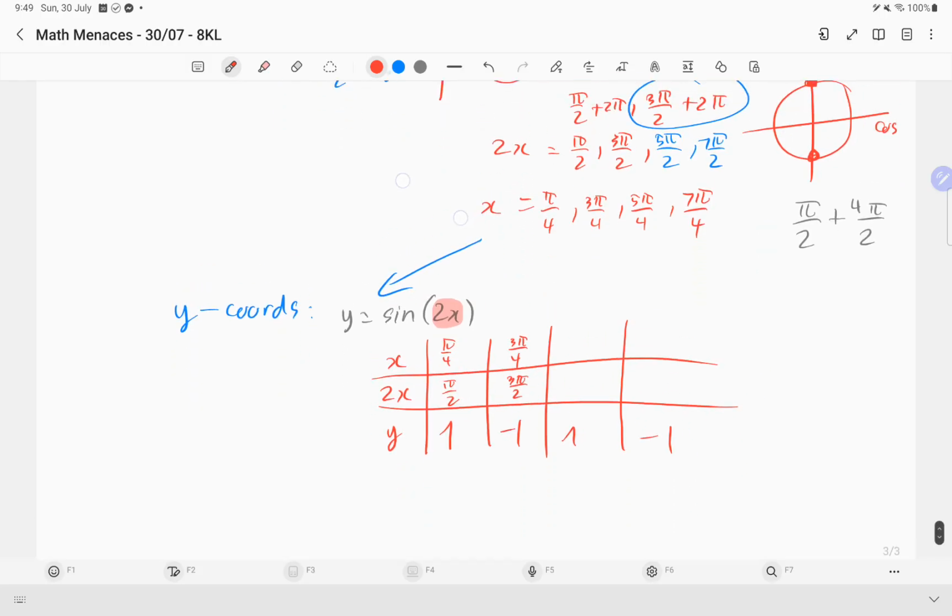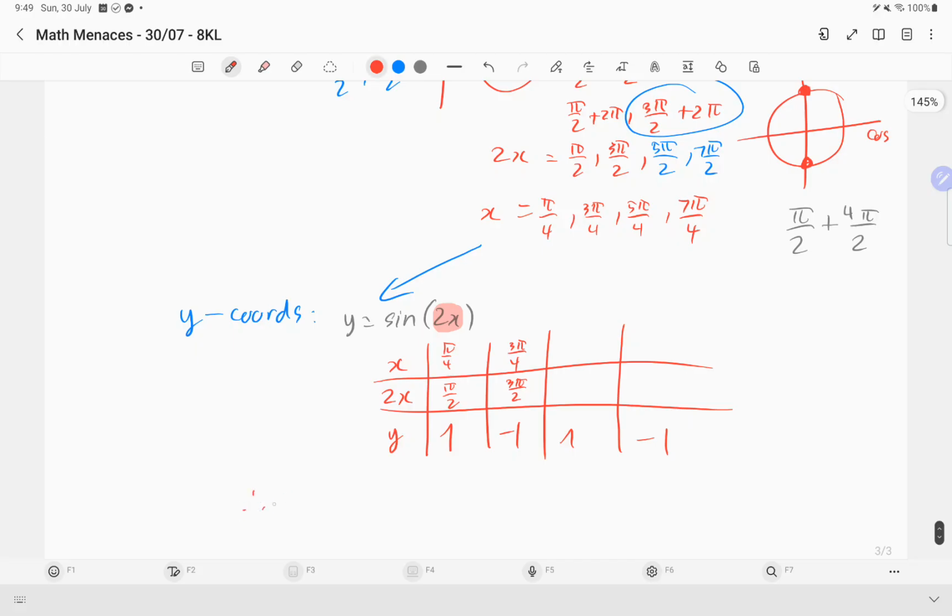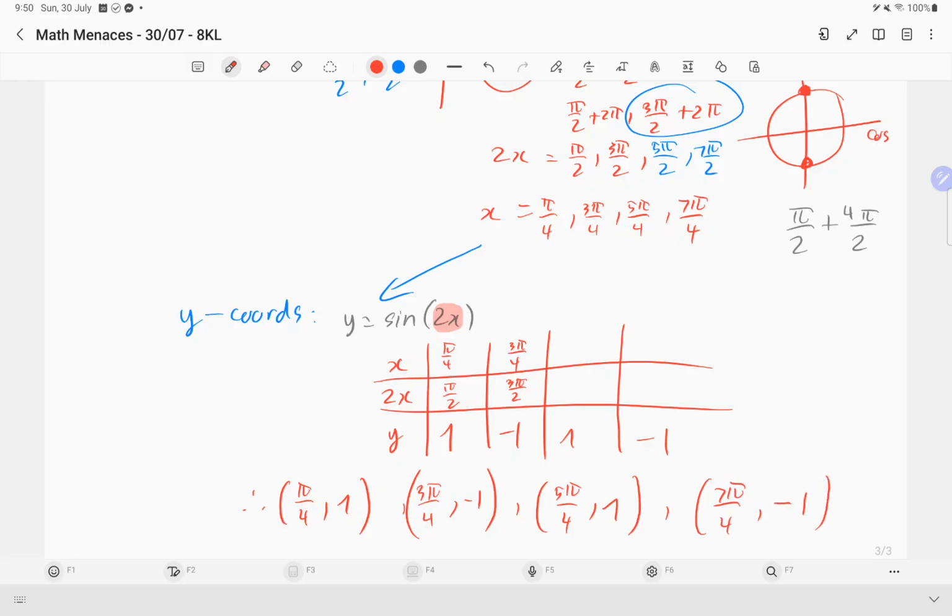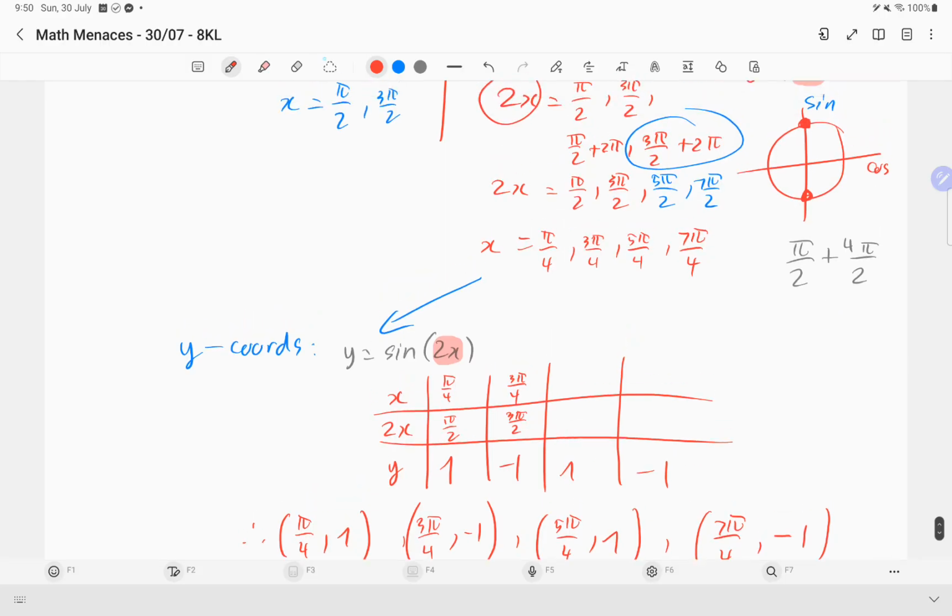Then I can just write the final answer. The first point is pi on 4 and 1. The second point is 3 pi on 4 and -1. The next point would be 5 pi on 4, and this time it's +1 again. And the last point would be 7 pi on 4, and the y coordinate is -1 again. It just alternates between +1 and -1 because it's essentially just these 2 points here. Does that make sense?